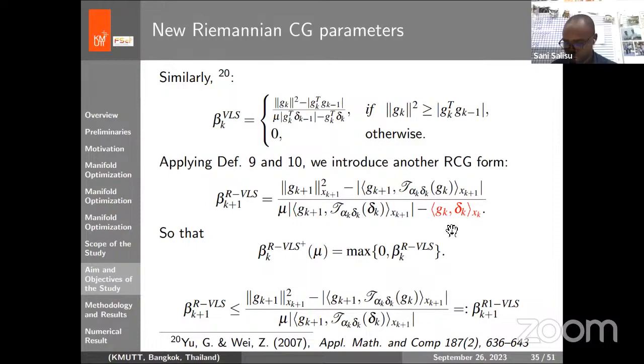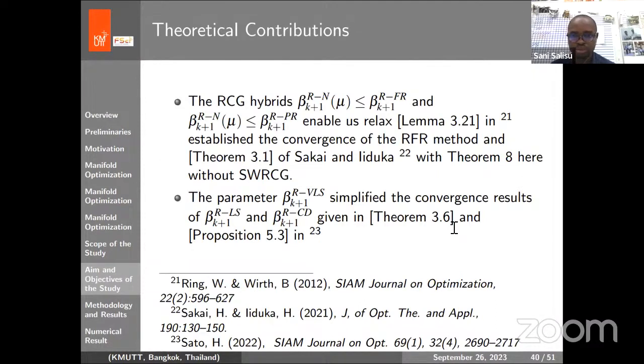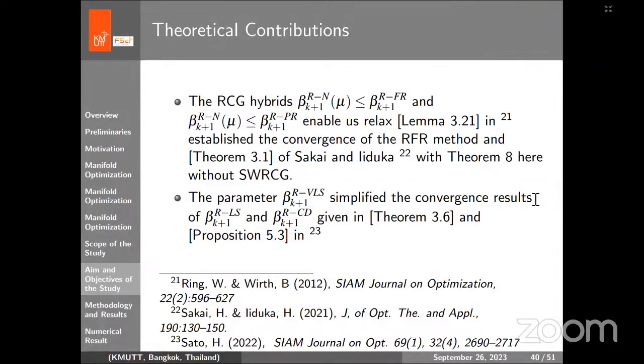As you mentioned in slide 40, you relax certain conditions on the Lemma 3.21. Yes. Can you tell us more about these conditions you relax? Lemma 3.21 is in the Sato and Iwai paper, published in 2012. This paper is the first that extended the Euclidean conjugate gradient method to the Riemannian conjugate gradient method, whereby in showing the sufficient descent property of RFR, they use the standard weak Wolfe line search conditions.